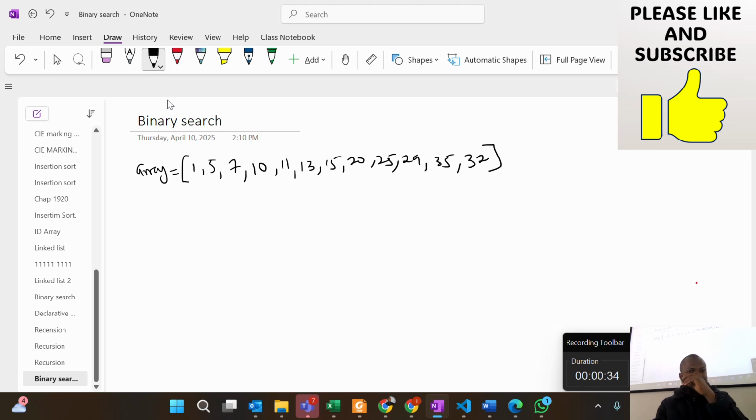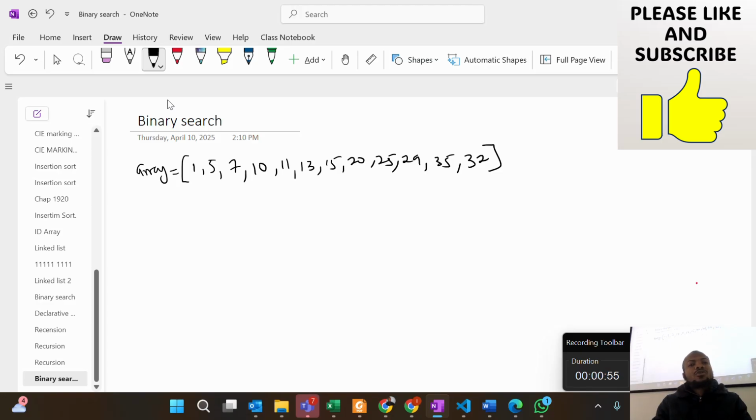The difference between linear search and binary search is that for linear search, you search one after the other until you get to the item you want. But for binary search, it is always binary: you divide the array by 2 from the middle point. Is that understood? That is the difference.